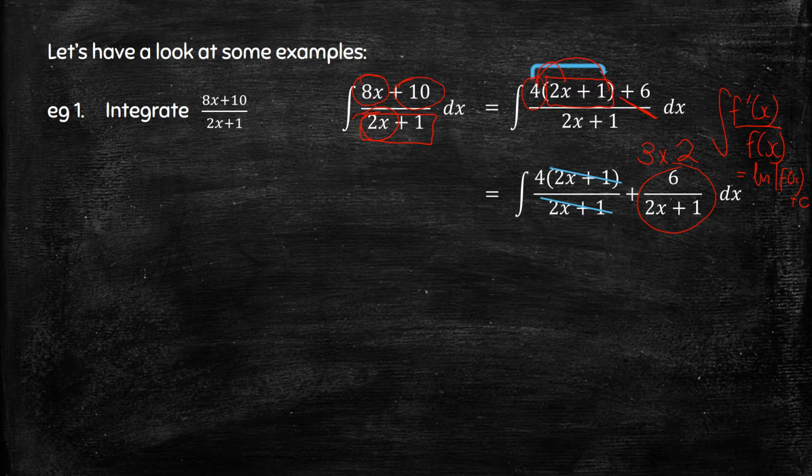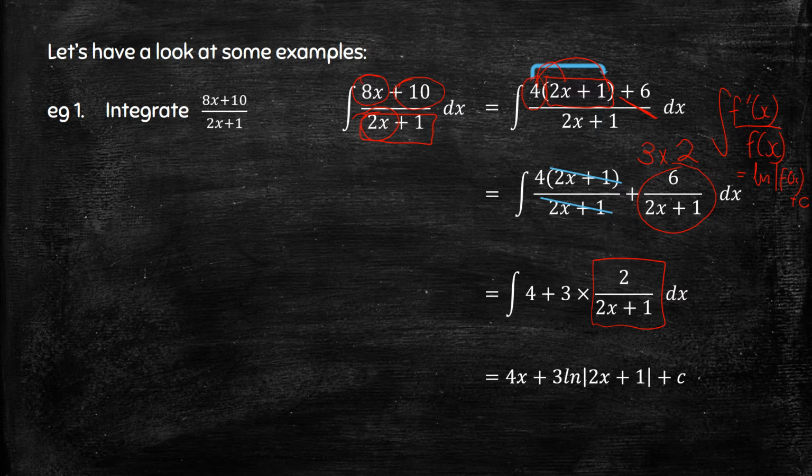So if I differentiate 2x + 1, I get 2, which is where this rule comes into effect. So this is where I get this from now. If I integrate 4, I get 4x, and then if I integrate this 2 over (2x + 1), I end up with ln of (2x + 1), and the 3 is just a coefficient out the front. And of course, remember your plus c.